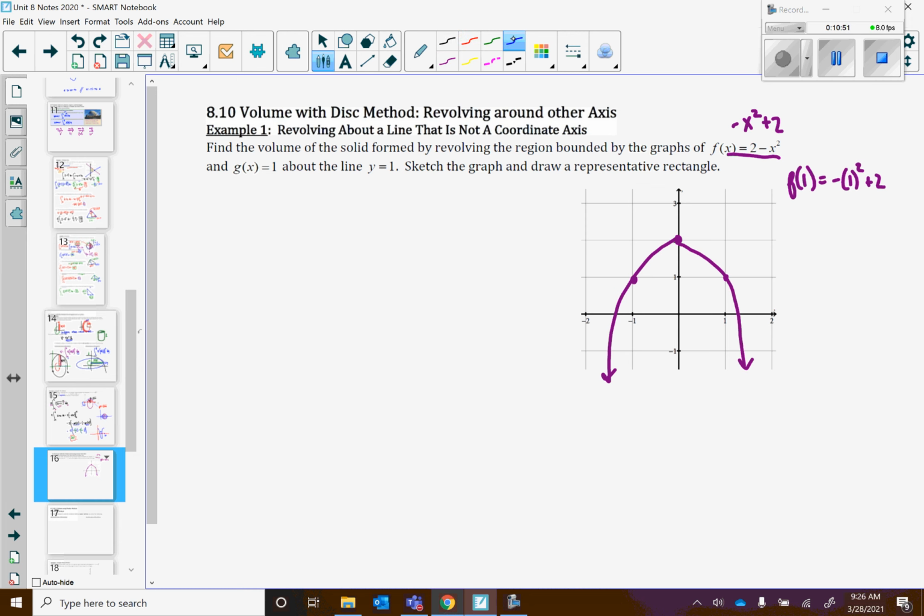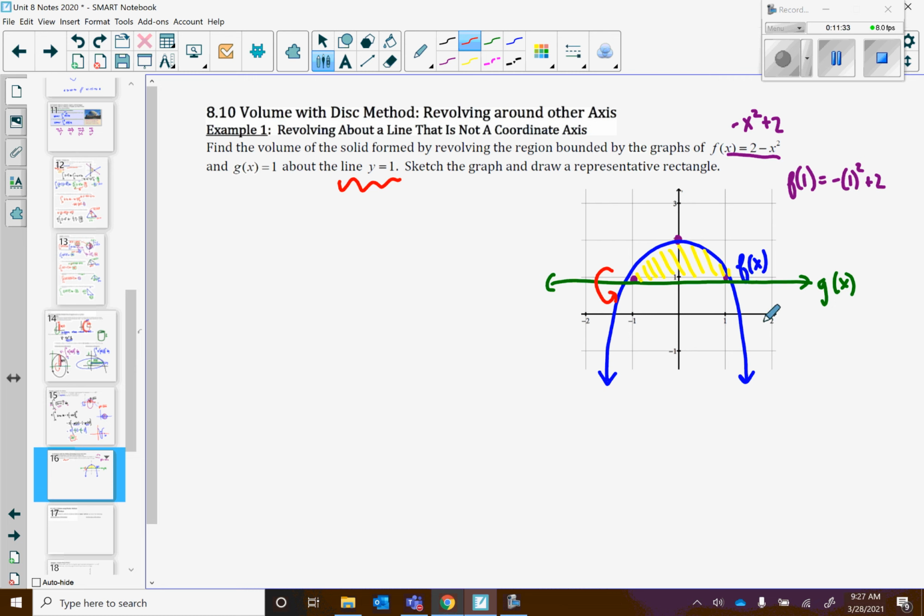That's about as much as we need because look at our other function. This is f of x, and g of x is the line y equals 1. This is our region we're interested in. And it says we are rotating this about the line y equals 1. So we're actually rotating it around this line right here, not around the x-axis.